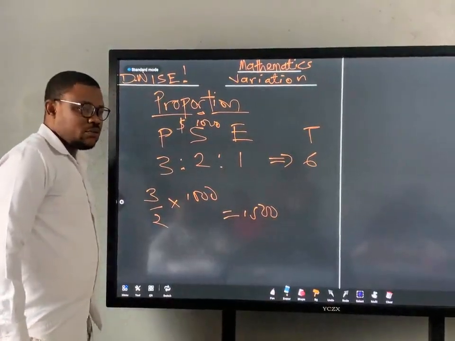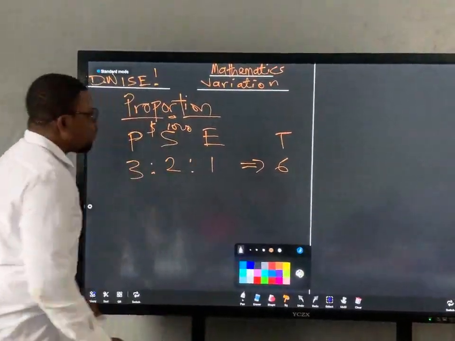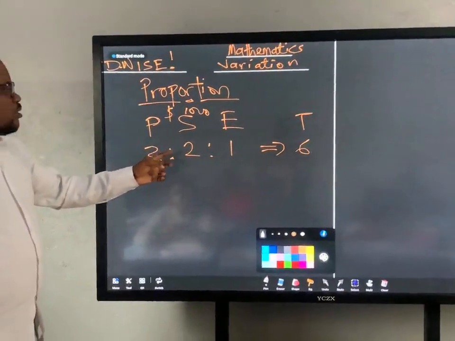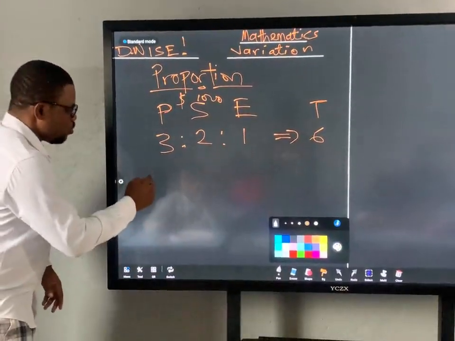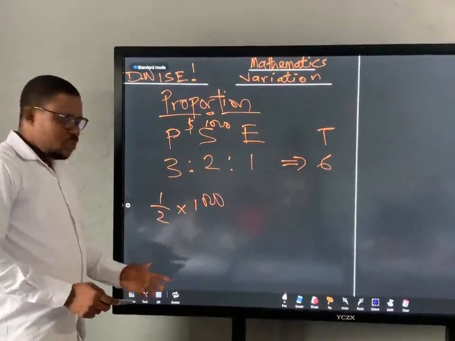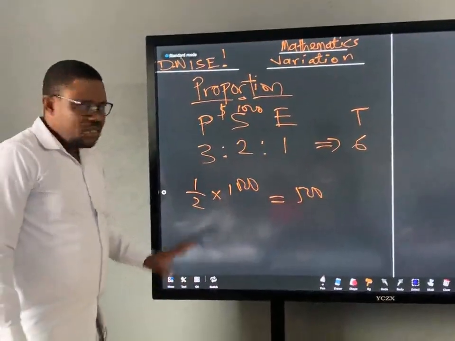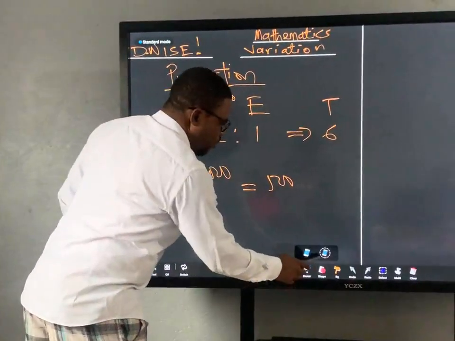How are you comparing the proportion? If I want to do it for Surulere and Amy, what will it be? It will be 1 over 2 times 1,000. Do you get it? So at the end of the day, I still get 500. This is ratio and proportion.